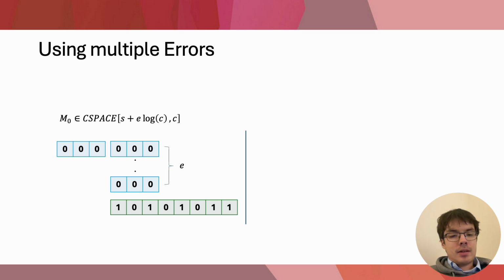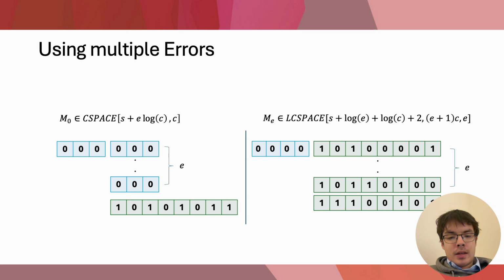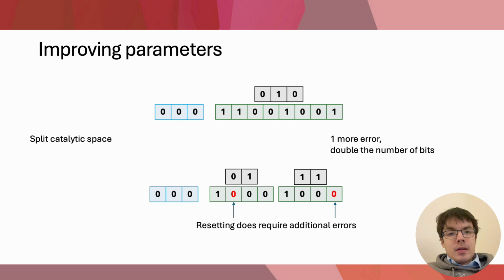We split our clean space into e blocks and similarly split our catalytic space into e blocks, and we repeat the trick e times, or e plus 1 times. This achieves our result, but it does increase the catalytic space required by a factor of e plus 1. But we can do better than this.